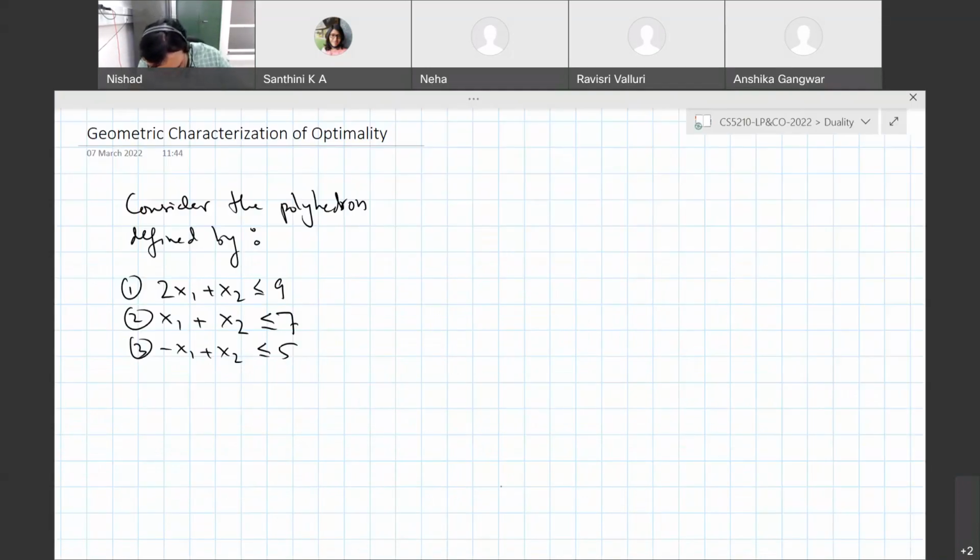So I think there is some issue with my OneNote today. I'm not really sure what's going on with it.